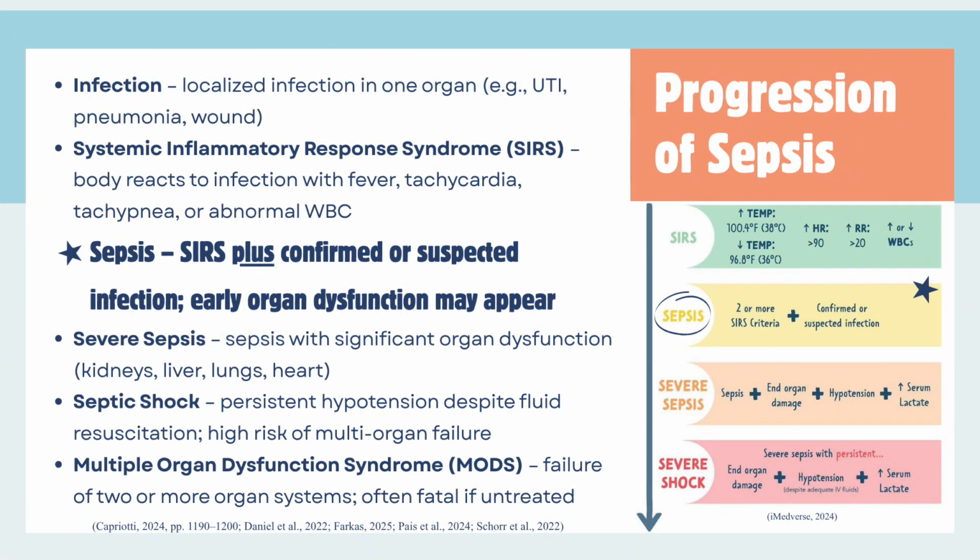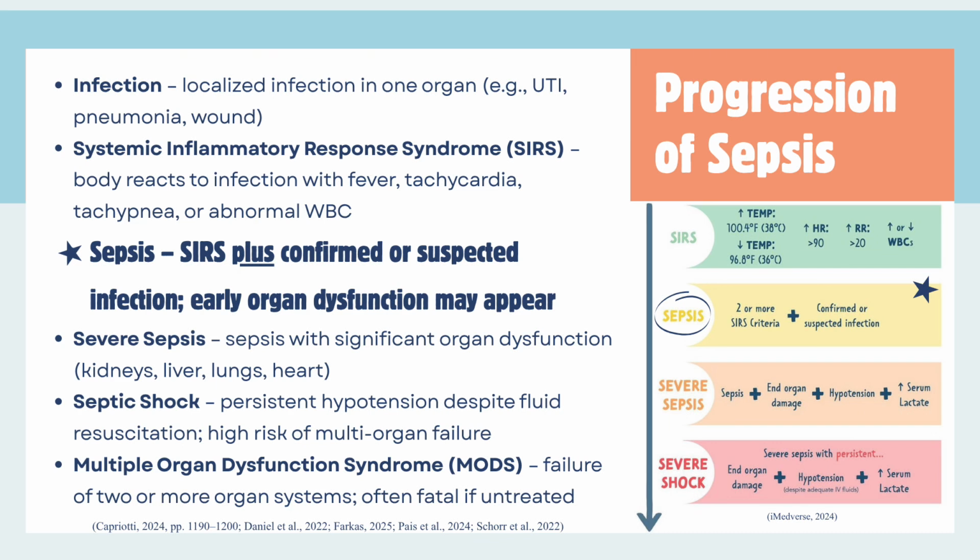The progression of sepsis begins with a localized infection like we talked about earlier, such as a urinary tract infection, pneumonia, or a wound infection. If the infection triggers a systemic inflammatory response, the patient develops systemic inflammatory response syndrome, or SIRS. This is characterized by signs such as fever, tachycardia, tachypnea, or abnormal white blood cell counts. When SIRS occurs in the presence of a confirmed or suspected infection, the condition is defined as sepsis. At this stage, early organ dysfunction may begin to develop.